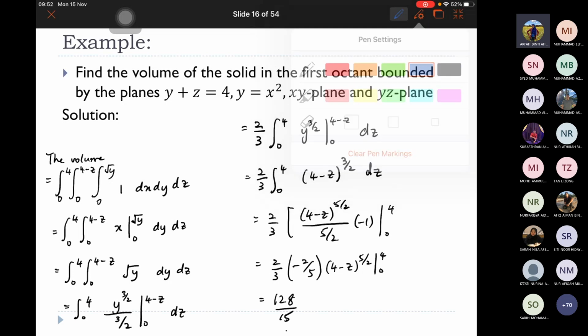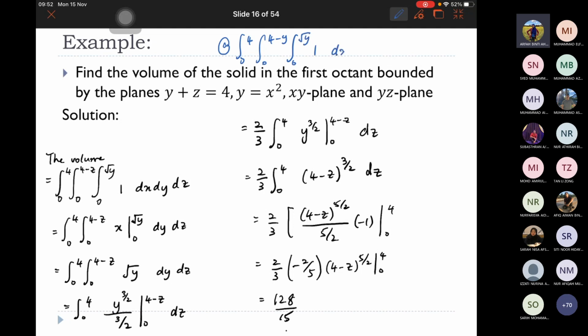Dia boleh juga, atau sama juga kalau awak ambil integration daripada 0 sampai 4, 0 sampai 4 tolak y, 0 sampai y, 1, dx, dz, dy. Sama juga dapat jawapan 128 per 15. Still you will get the same answer. Either way, you still get the same answer.